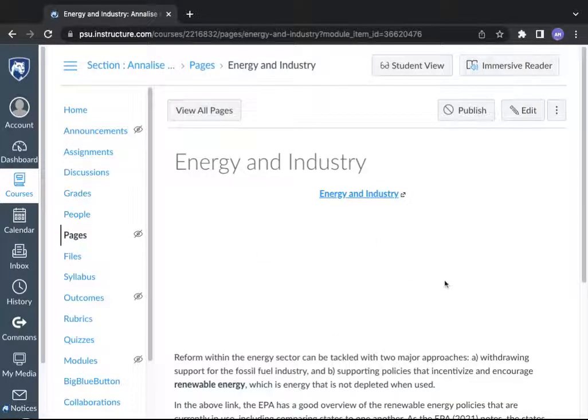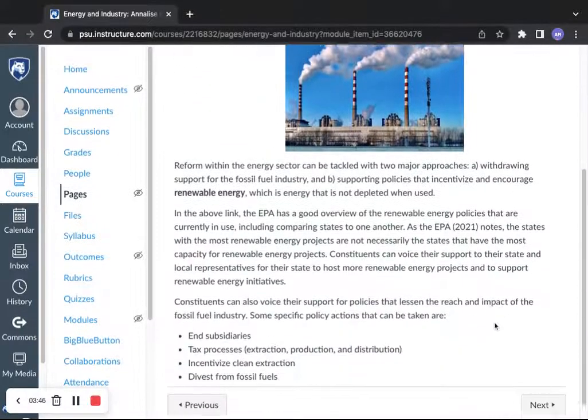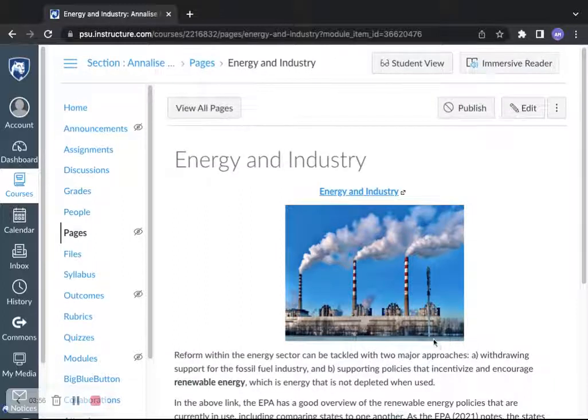So moving along, we have the energy and industry page. Here it has information specific to energy and industry. You can see I have, again, the bolded terms and also some pictures just to give the eye something to look at. All of the pictures throughout this course have alt text, and it's also all sourced. So it's all copyright-free images from unsplash.com.